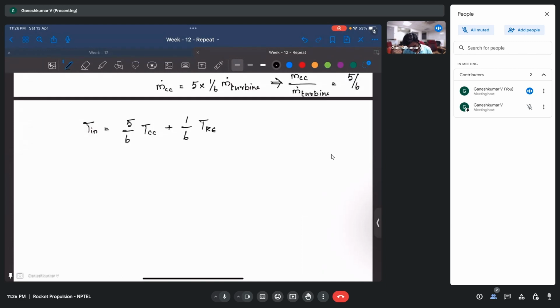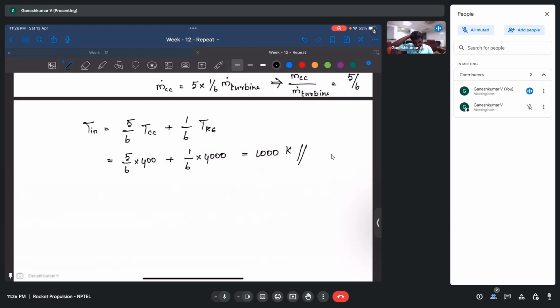Alright, we know T cc and T re: this is going to be 400 Kelvin and 4000 Kelvin. So 5 into 400 by 6 is 333, plus 4000 by 6, which is actually 1000 Kelvin. So this is the inlet temperature to the turbine.